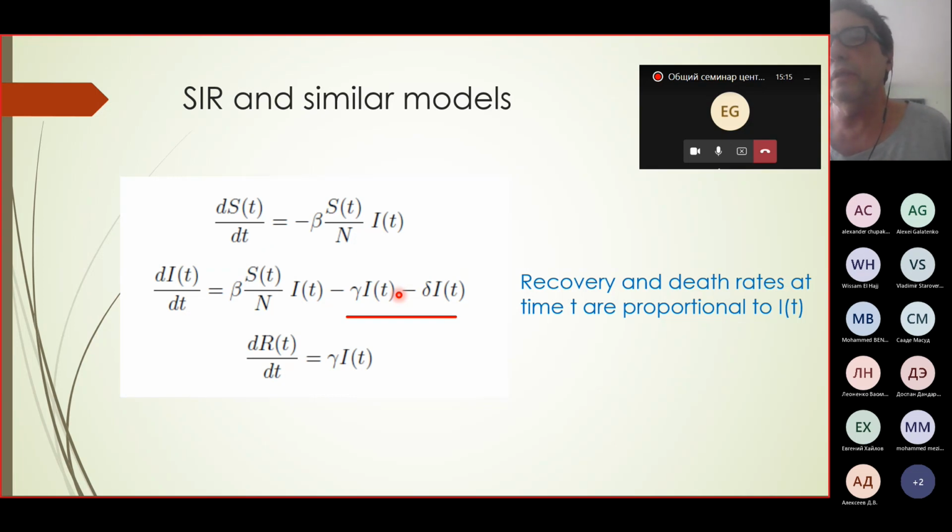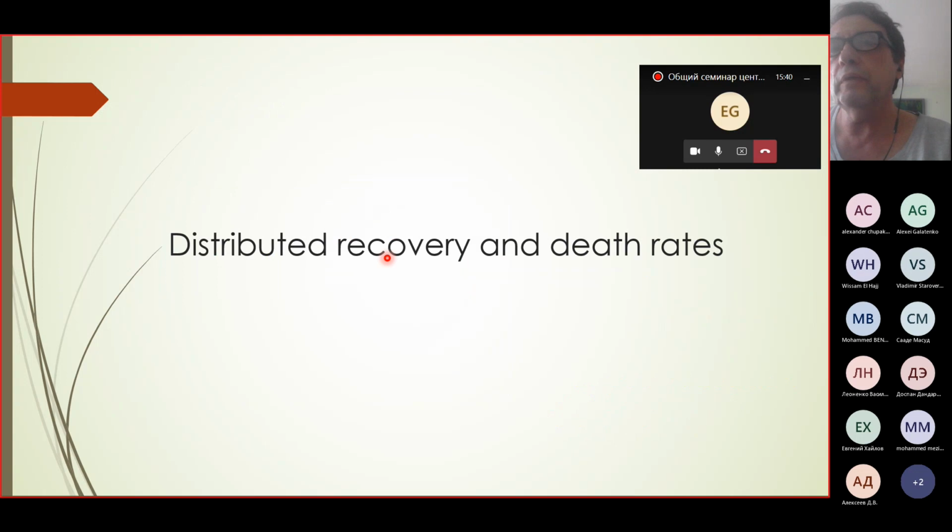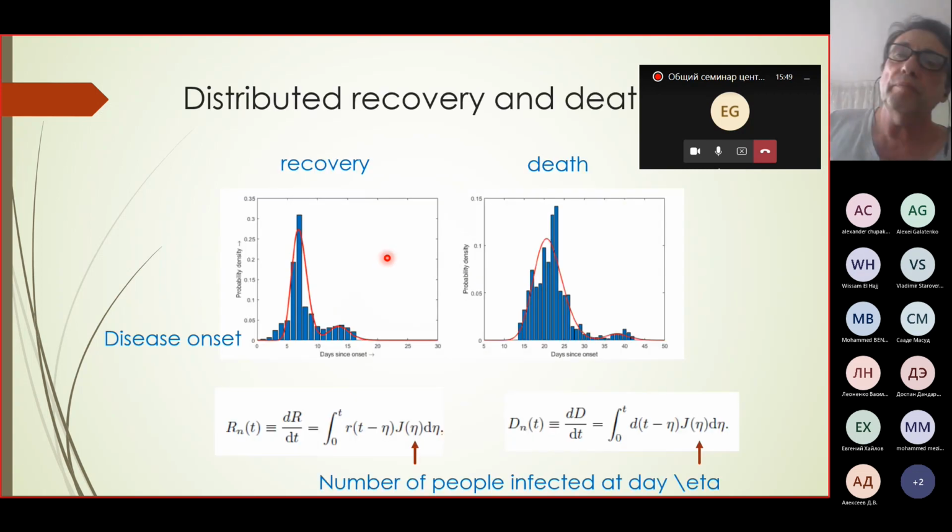So this is another assumption, and we'll analyze that, and this shows that this SIR model may not be exactly precise because this assumption, in fact, is not very accurate. This is why I will introduce now some other models. We call these models with distributed recovery and death rates. And the main idea of the derivation of this model is exactly as I just mentioned.